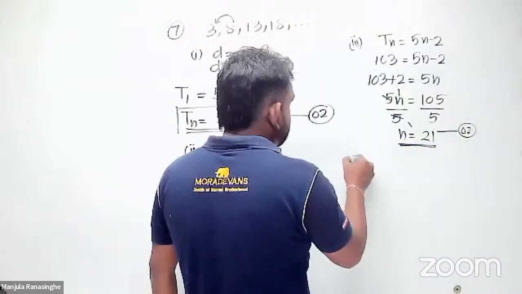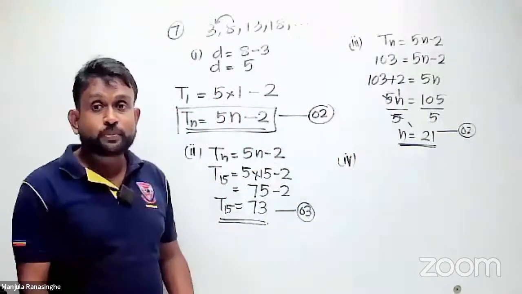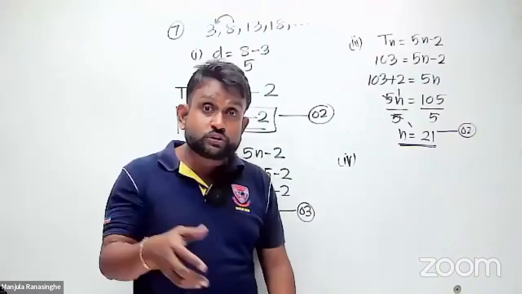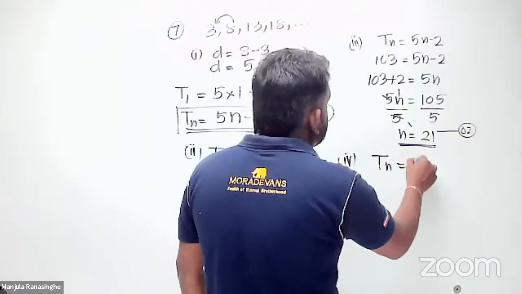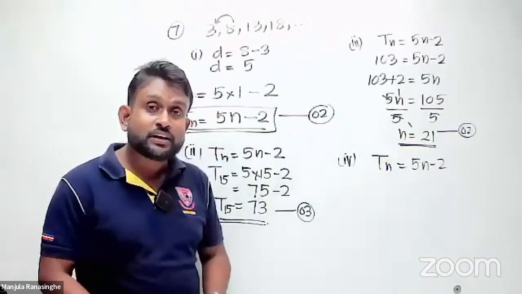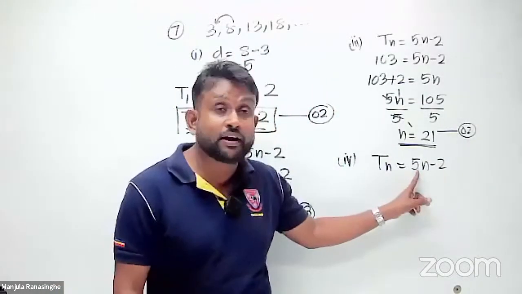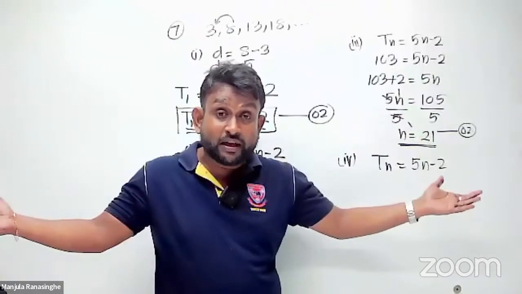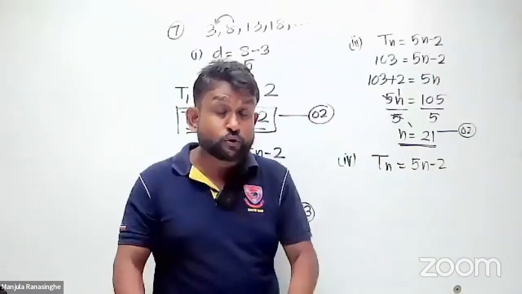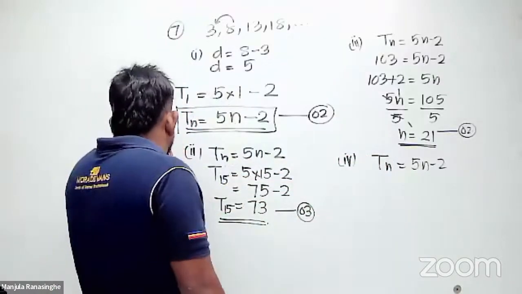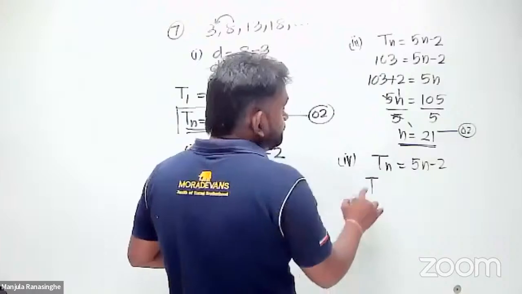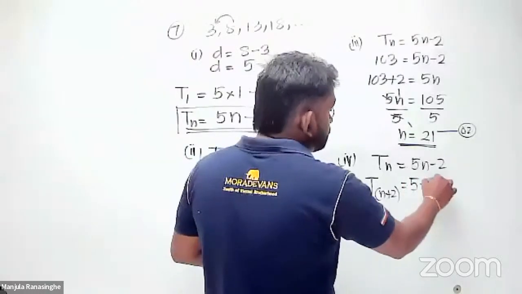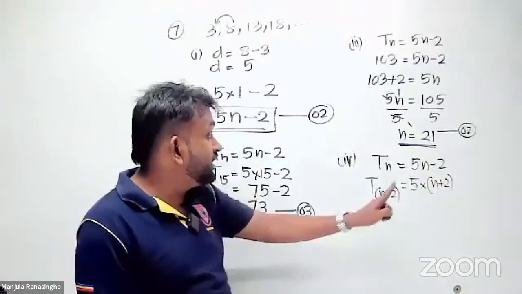That is 2 marks. Then part 4, we are asked to express the n plus 2 term in terms of n. So you have the nth term Tn equals 5n minus 2. How to find the n plus 2 term? If they ask the 100th term, we replace n by 100. If they ask the 5th term, we replace n by 5. If they ask the n plus 2 term, we substitute n plus 2 for n. So here you replace n by n plus 2.